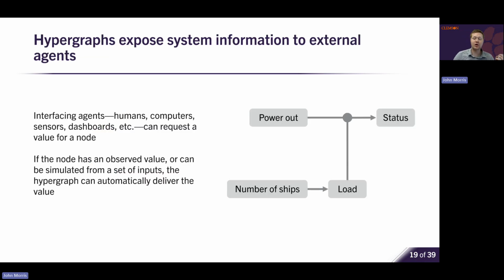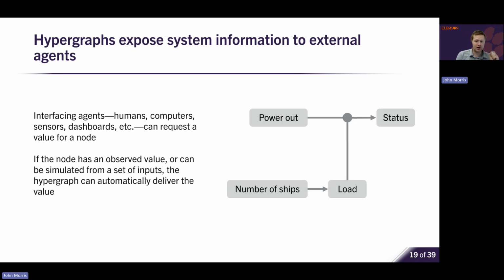Because I can do the simulation, what a constraint hypergraph does is it allows me to expose system information to an external agent. Again, this is the main way that we work with a digital twin. A digital twin's purpose is to provide information to some external agent. That might be a machine, it might be a database, it might be a computer or a dashboard, it might be a human who wants to know something. But either way, we go to the digital twin to give us information about whatever system the digital twin represents.